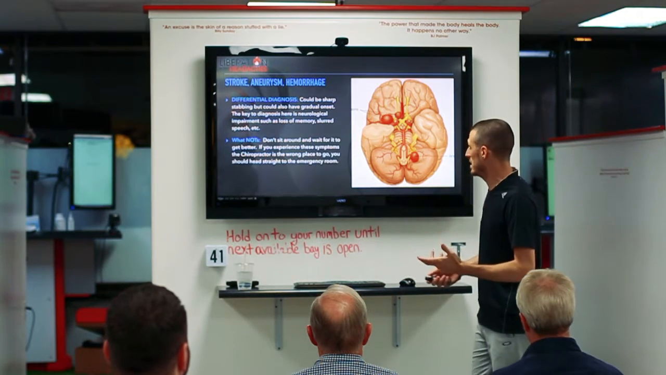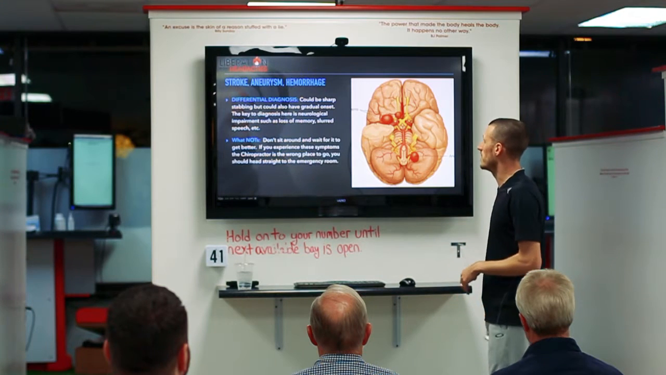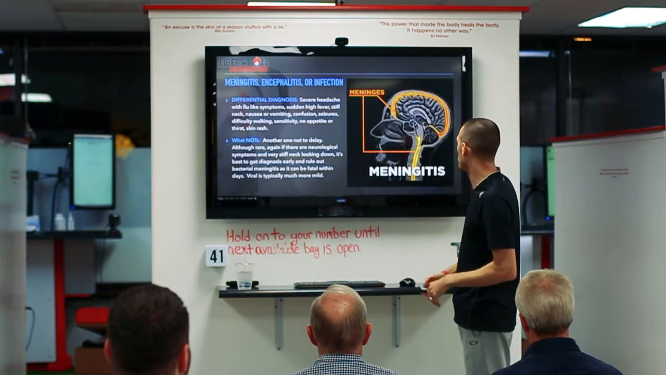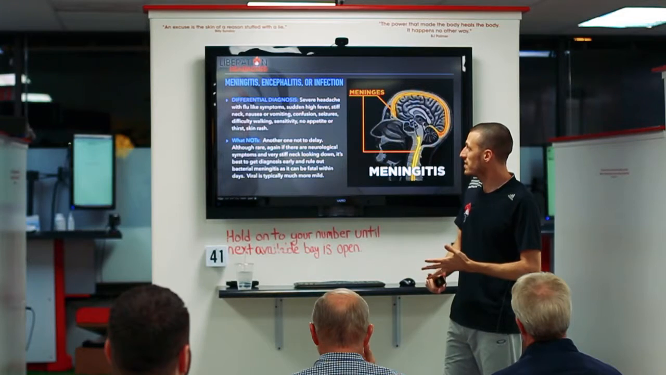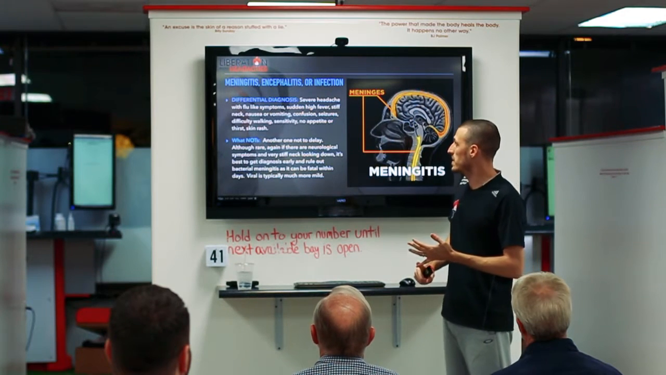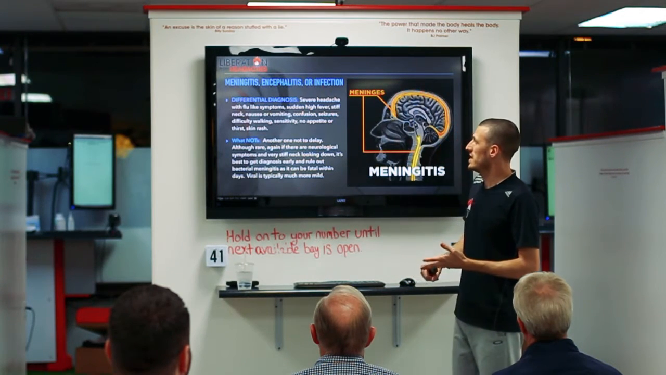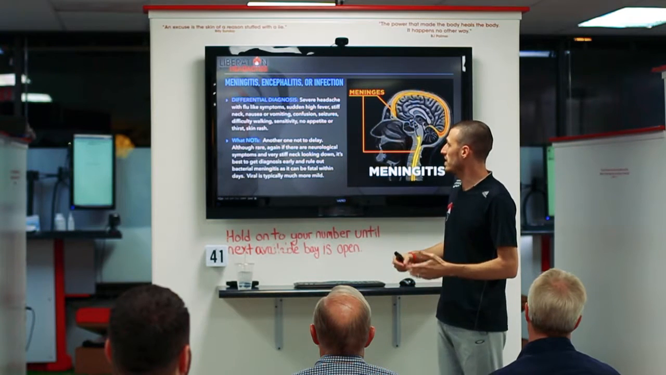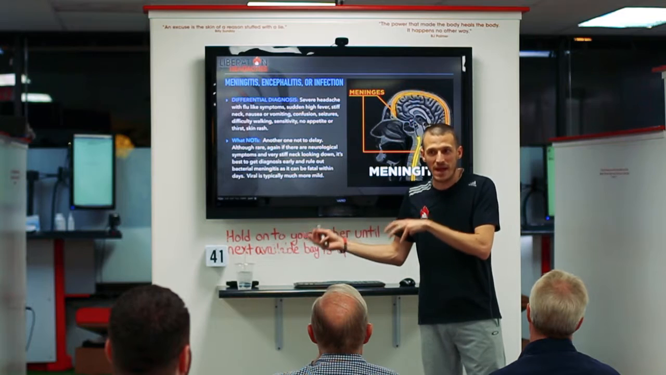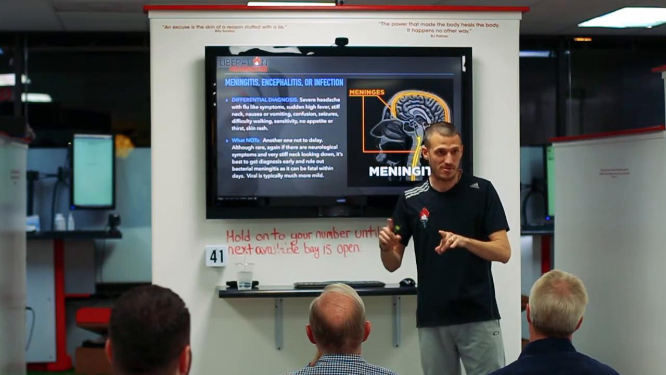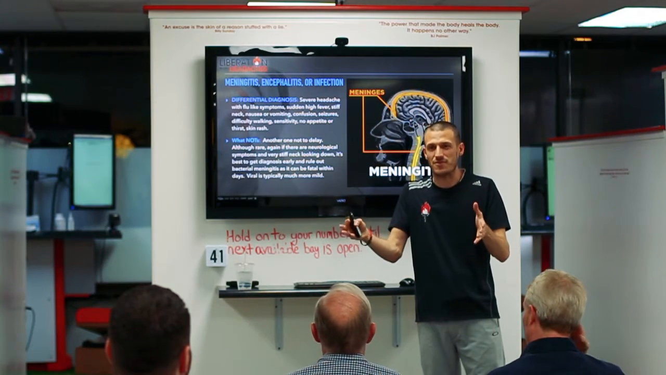Okay? Because in some of these cases, it may be too late if you wait around for a couple more hours. Meningitis, encephalitis, or infection. The differential diagnosis: severe headache with flu-like symptoms, sudden high fever, stiff neck, nausea and vomiting, confusion, seizures, difficulty walking, light sensitivity, no appetite or thirst, and skin rash. Okay? You can see these are not migraine symptoms. Some of them are migraine symptoms, but this is a very different setup.